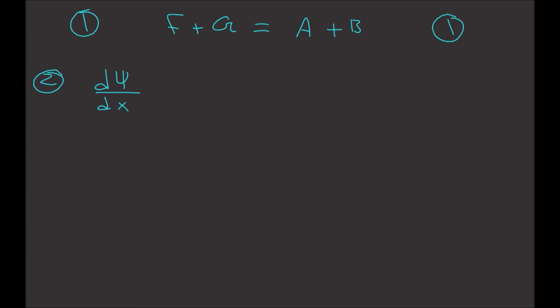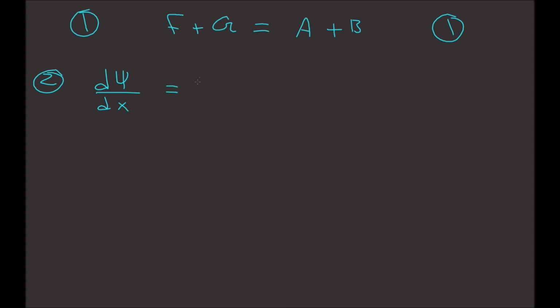The first boundary condition tells us that psi must be continuous everywhere, which means that F plus G is equal to B plus A. Let's call that equation number 1. The second boundary condition tells us that the derivative of psi must also be continuous everywhere but at x equals 0. Let's look at this boundary condition. This is a little bit more complicated.